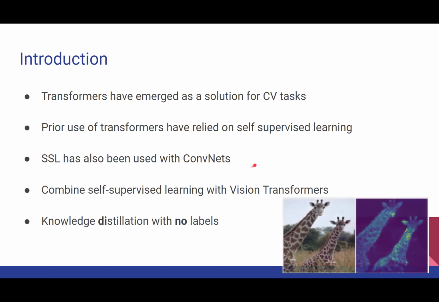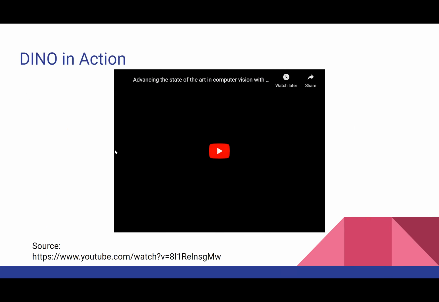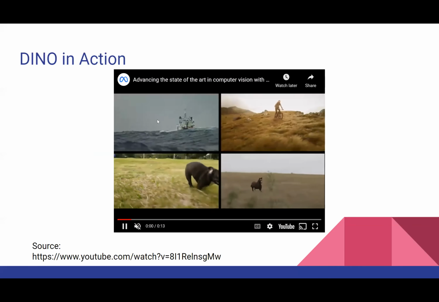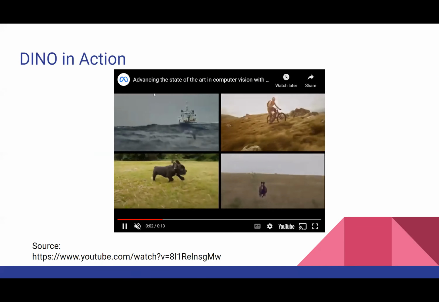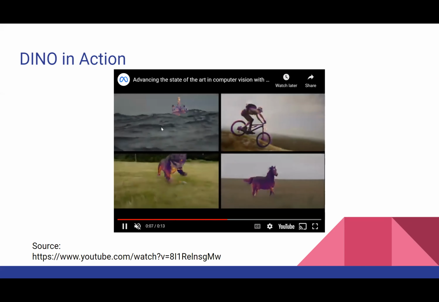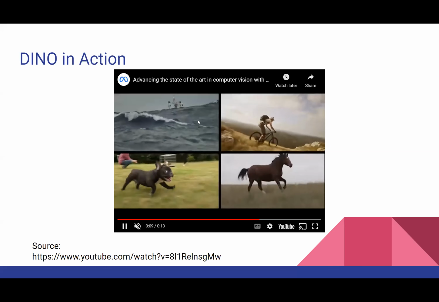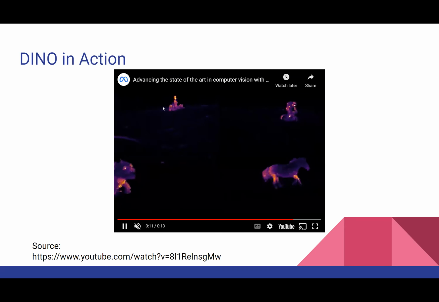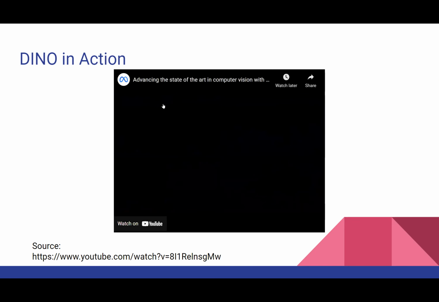To see DINO in action, here we have an image of a giraffe, and here we have the self-obtained feature map of the giraffe. DINO doesn't only work with images, however, it also works with videos, as we can see from this video from Meta AI, formerly known as Facebook AI. We can see the feature map image of this boat, for example, and as the waves go up and down, the feature map of the boat will change. We're going to see the feature map, more of the boat will be shown.